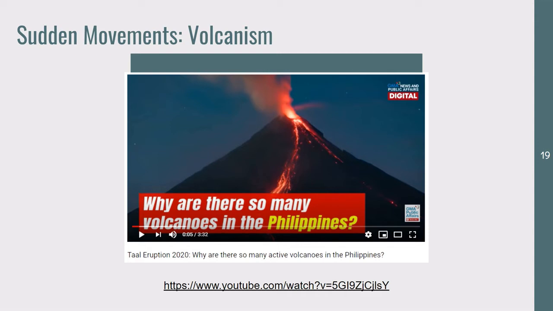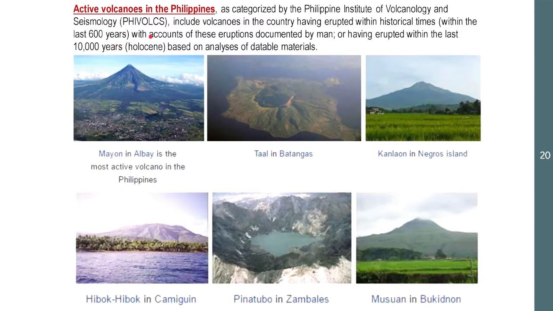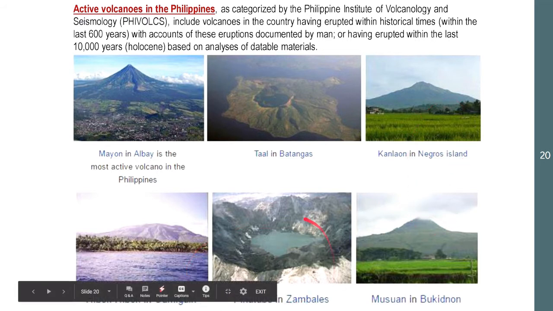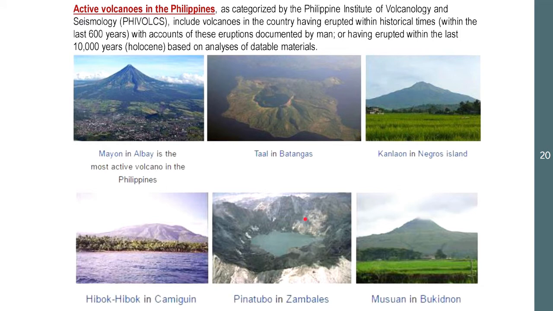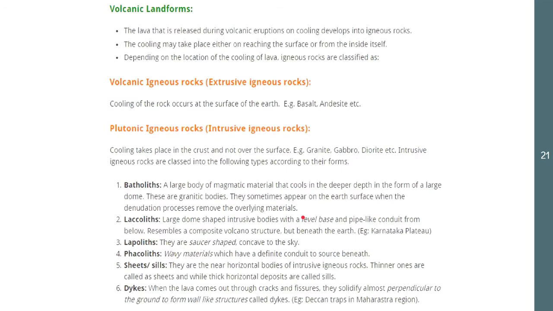Now this video is from GMA News. This video tries to explain why there are so many volcanoes in the Philippines following the Taal eruption last January. Here are some of the active volcanoes in the Philippines: we have Mayon Volcano, Taal Volcano in Batangas, Kanlaon, Mount Apo, Pinatubo in Zambales, and Hibok-Hibok in Camiguin. These are just a few of our 53 active volcanoes.